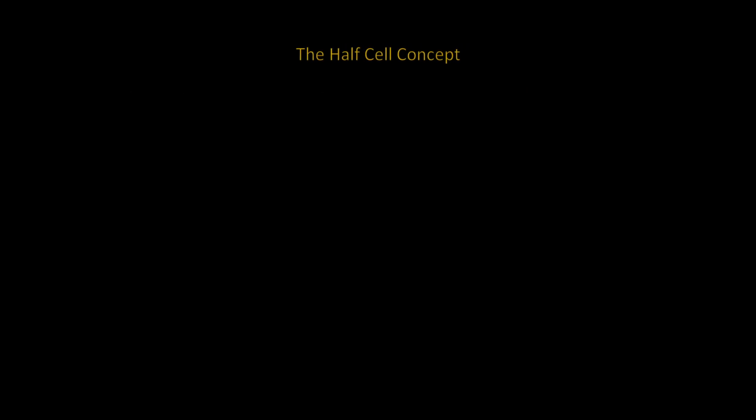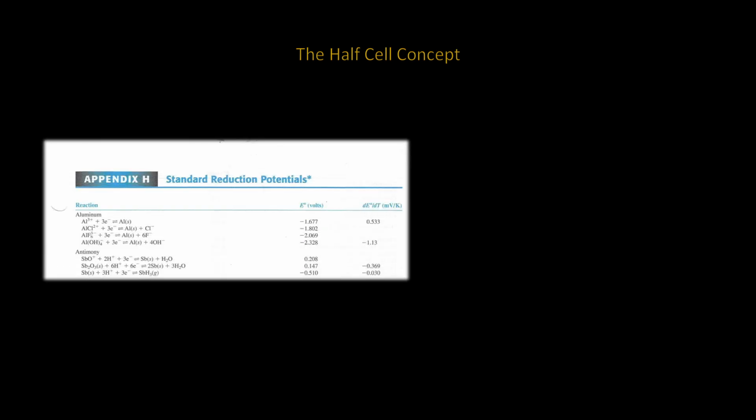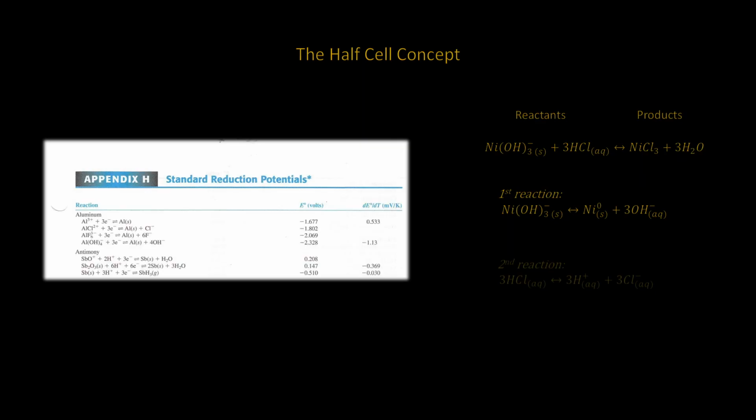In most chemical reactions that involve a compound or compounds, there will be more than a single reaction that takes place. The standard reduction potentials table is built on this concept. Take, for example, nickel-3 hydroxide being dissolved in hydrochloric acid. The first reaction is the dissociation of the nickel-3 hydroxide. The second reaction is the dissociation of the hydrochloric acid.